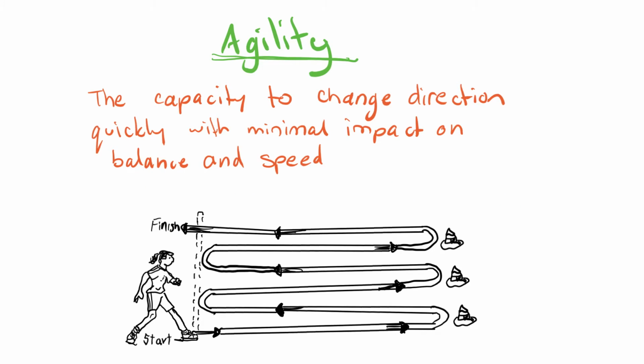Looking at agility training, agility training is the capacity to change direction quickly with minimal impact on balance and speed. So this is really important for sports such as say football, soccer, netball, where you actually have to change direction quite quickly whilst remaining upright. A really good example of this is a shuttle run, as it allows us to develop our speed and also our ability and capacity to change direction without slowing down or losing balance.